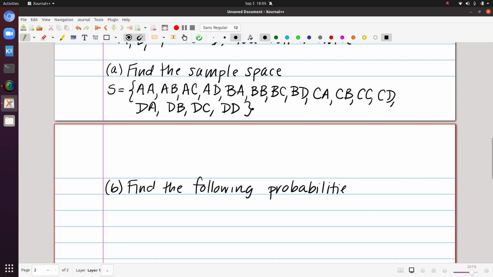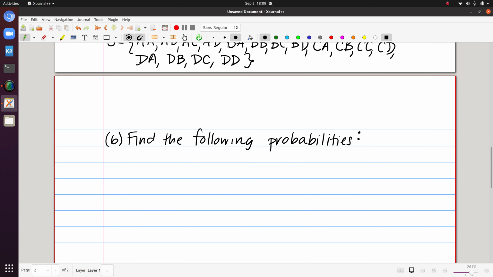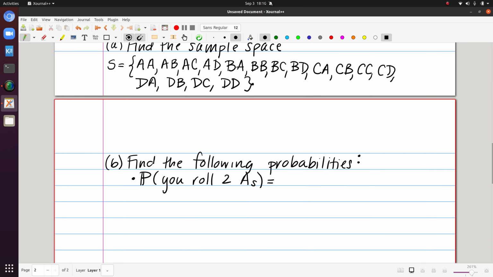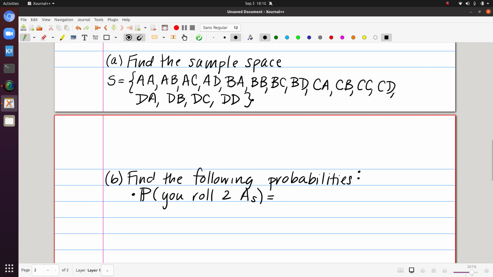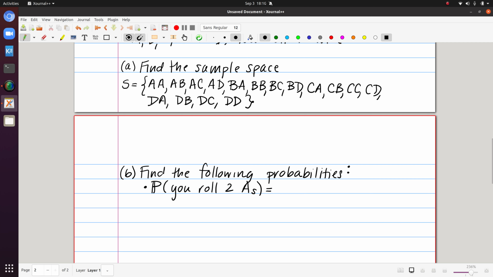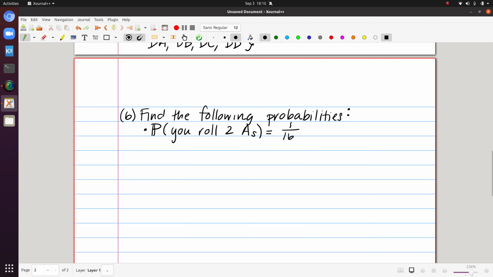So essentially, I'm going to have different events that I put here, and we want to calculate the probability that they occur. So first of all, the probability that you roll 2 A's. So much like our previous example, I can assume, unless the die is stated to be biased, which it was not, that each of these 16 outcomes is equally likely to occur. So rolling 2 A's I know is just one of my possible outcomes, so that's going to have a probability of 1/16 of occurring.